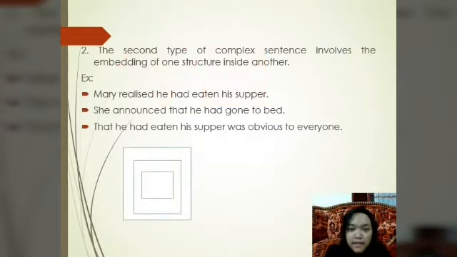The second type of complex sentence involves the embedding of one structure inside another. This pattern involves taking a unit at the rank of clause and squeezing it inside another clause. This means that the embedded clause has had to be pulled down a rank in order to fit inside a structure of equal size. For example, he announced that he had gone to bed.